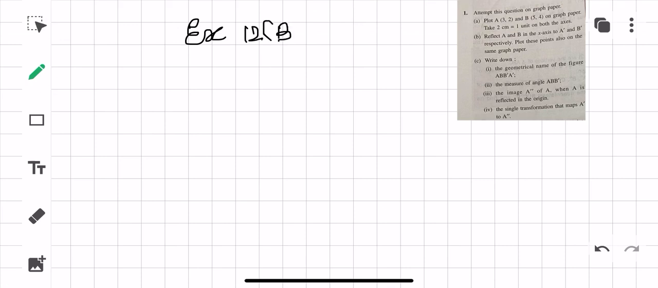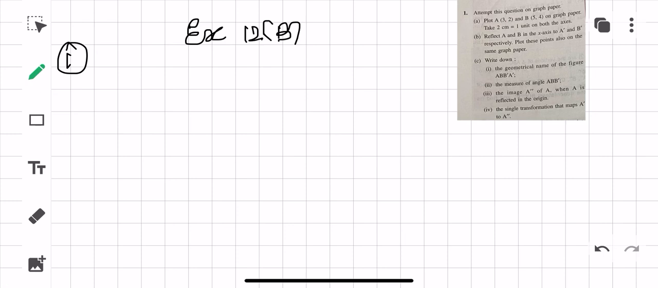This is basically more of a graph type of exercise, but not all the questions have a graph. We'll be looking at something very similar to the ones in the first exercise, only we'll be seeing the graph plotting. The first question says attempt this question on a graph paper. So this is a rough graph sheet, and I'll be showing you how to do the things.